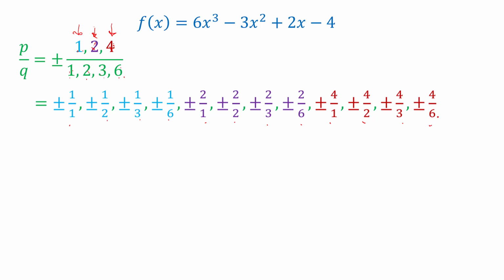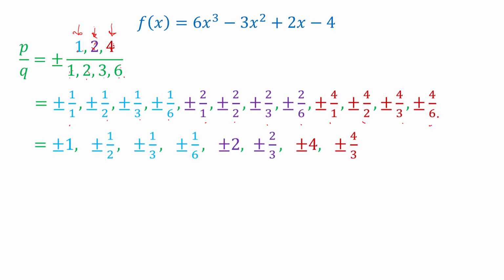Okay, now we'll simplify. Let's see what we get if we simplify here. So 1 over 1 is 1. We have 1/2. We have 1/3. We have 1/6. 2 over 1 is 2. 2 over 2 is 1, which we already have. 2 over 3, 2/3. 2 over 6 is 1/3, which we already have. 4 over 1 is 4. 4/2 is 2, which we already have. 4/3, and then 4/6 is 2/3, which we already have. So here are all the p's over q's in simplified form.